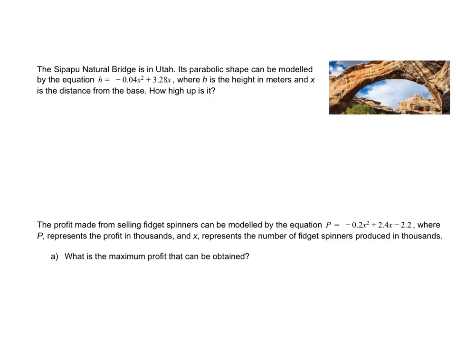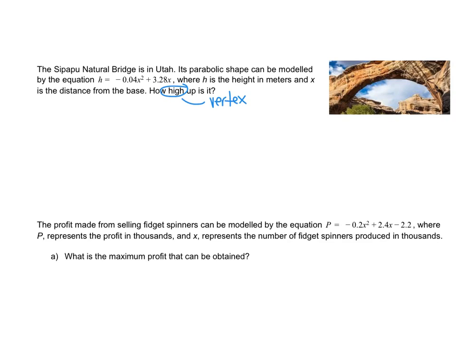The Sipapu Natural Bridge is in Utah. Its parabolic shape can be modeled by the equation h equals negative 0.04x squared plus 3.28x, where h is the height in meters and x is the distance from the base. How high up is it? So, them asking how high up is it is asking you for that maximum height, which is the vertex. Now in this scenario, you're given your standard form. So you can either find your zeros and average them, or you can complete the square and find your vertex that way. The choice is totally yours.